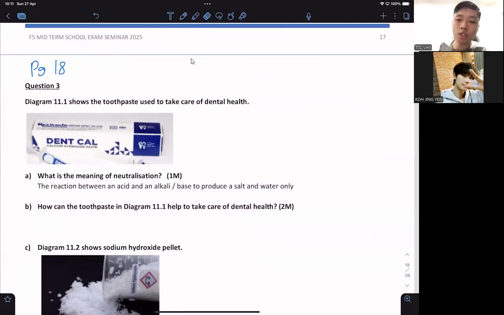Actually, Form 4, Chapter 6 is very long, right? So that's why we do a bit of the fun part first. Then we settle mostly the short part at the back. So remember, neutralization means you need acid and alkali. The reaction between acid and alkali will produce salt and water.